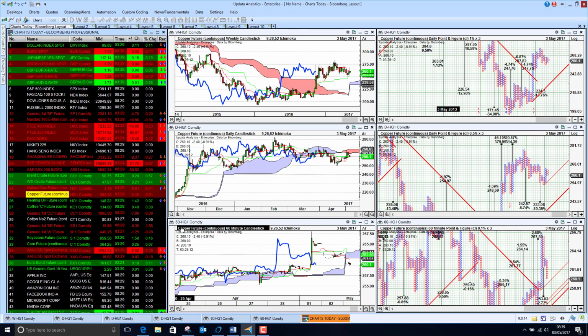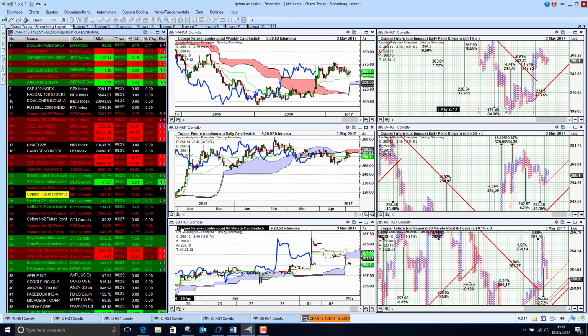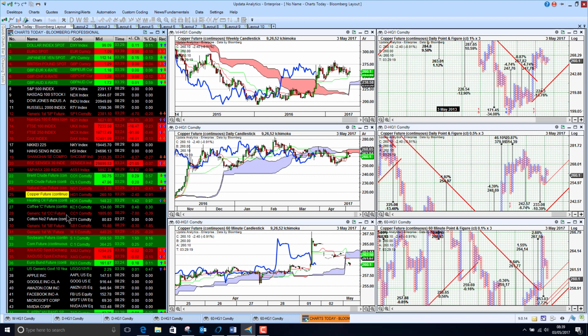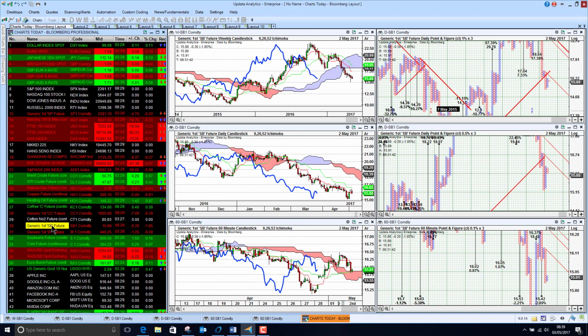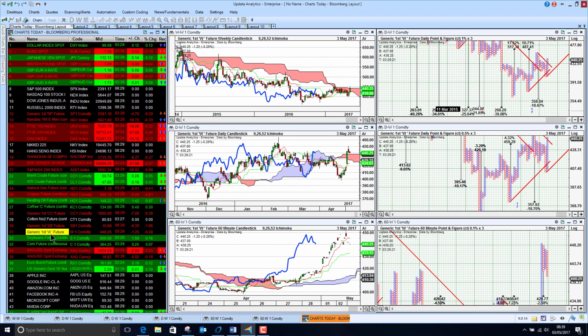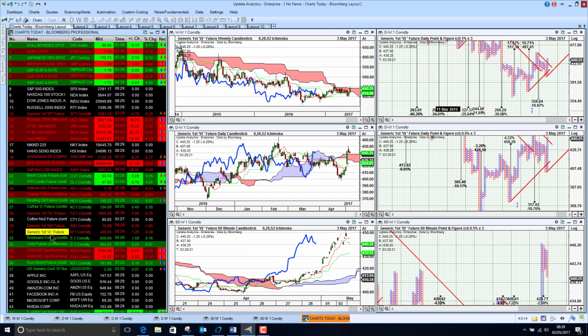Copper, we're seeing it jumped on Monday, but is really just struggling to hold that, falling back again. So most softs looking a little bit bearish. We've got sugar here just falling away again. Wheat had a very good run over the last few days, but is struggling to hold that.